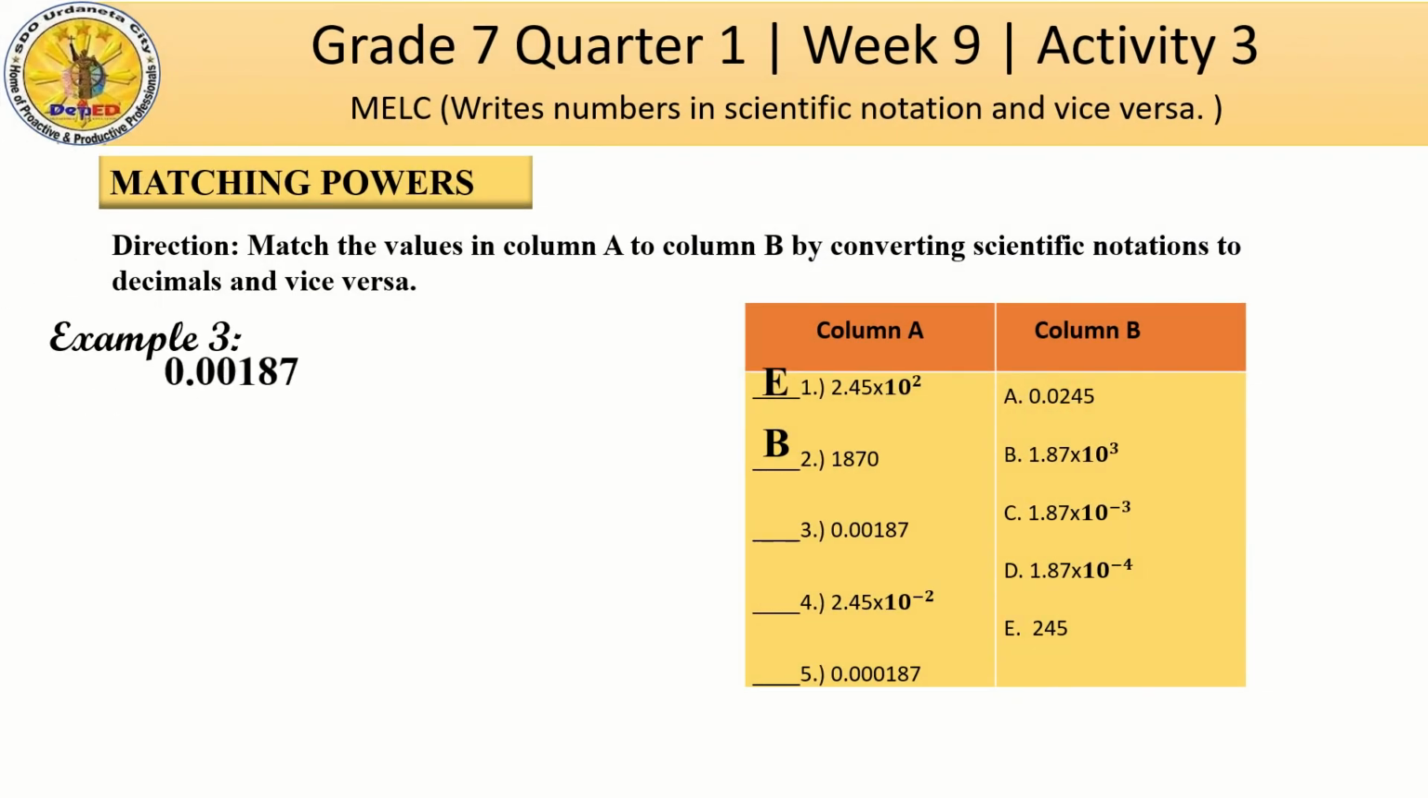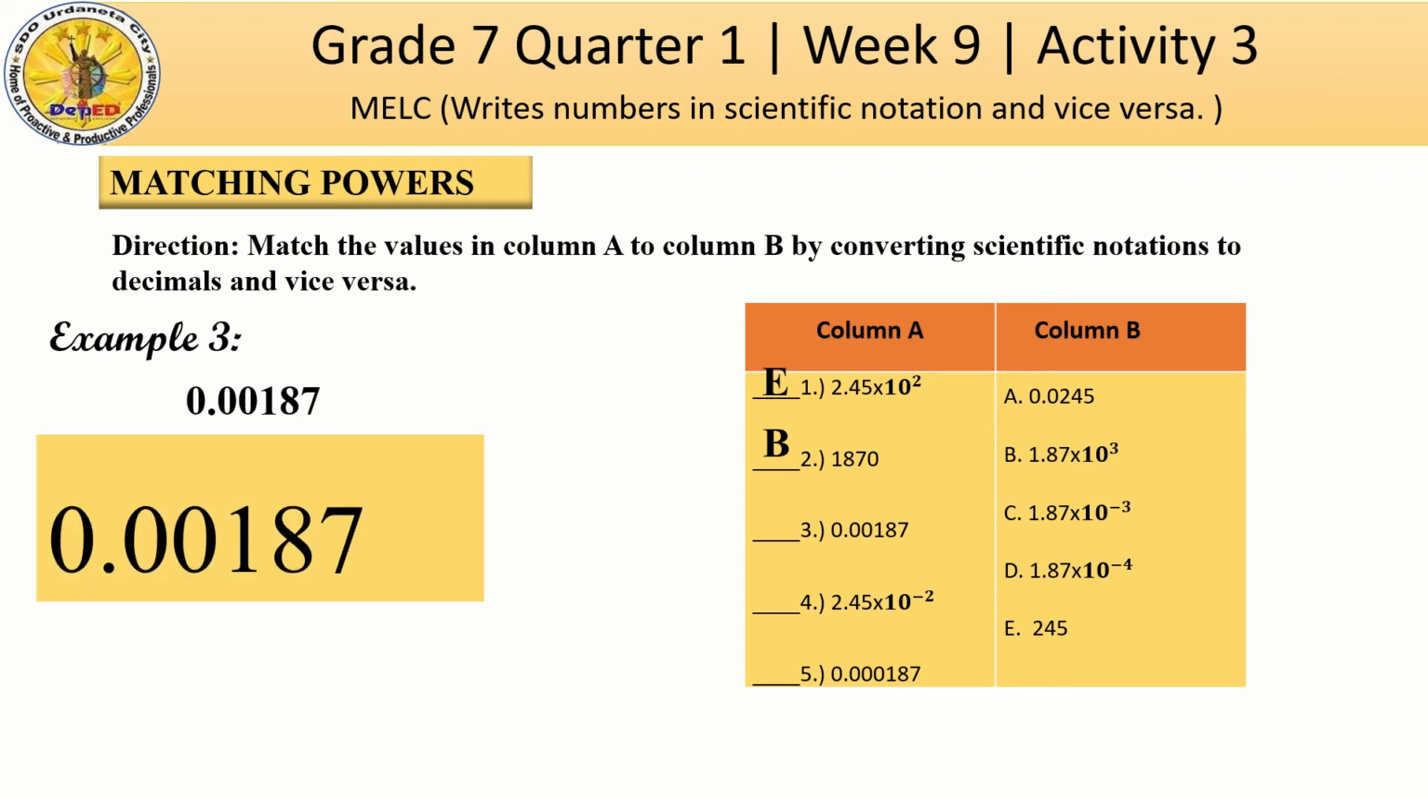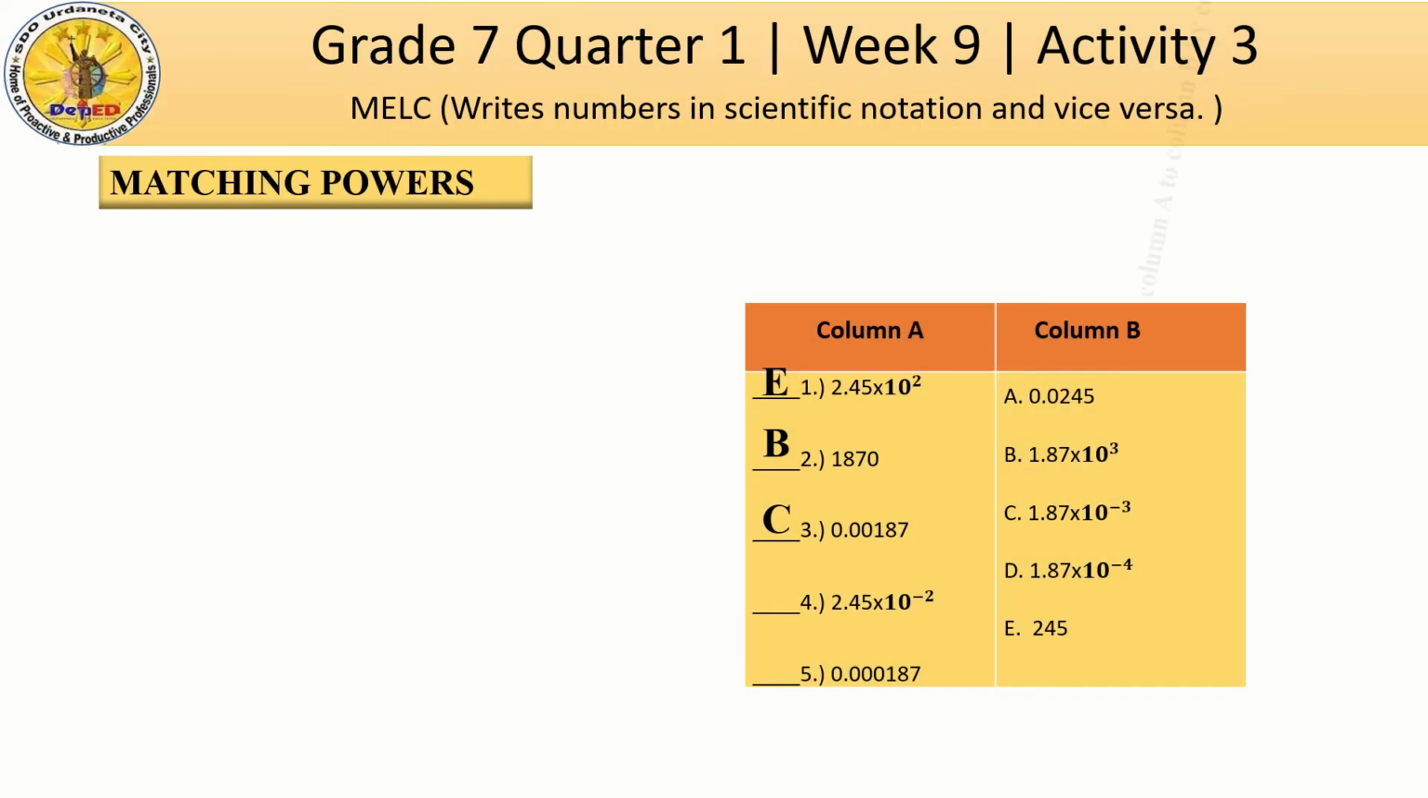Number 3, 0.00187. Write it first and then make it greater than 1 but lesser than 10. 1, 2, 3. Yan. 1.87. Since the movement is towards right, the exponent is negative. So how many movements do we have? 3 movements and then negative. So it is letter C.